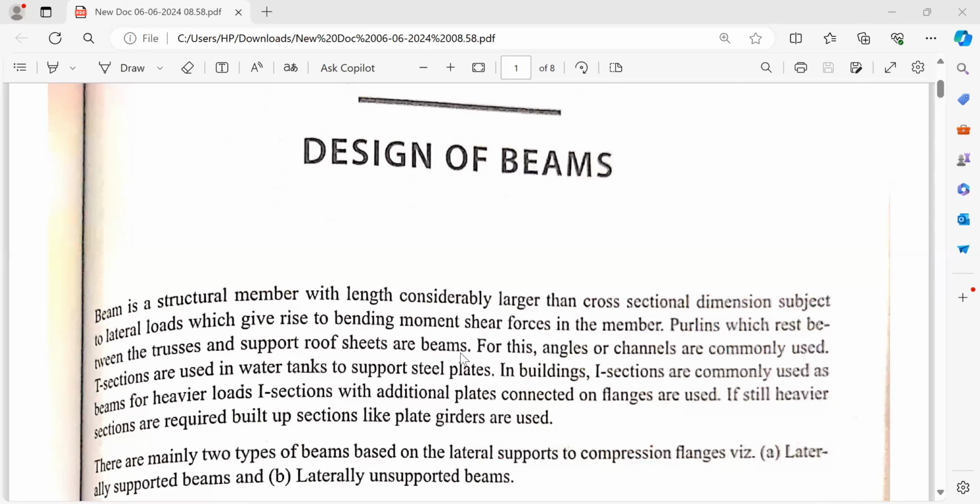But the load is going to act at particular places on the trusses. So for this, angles or channels are commonly used. T-sections are also used in the case of water tanks. Also, this will be used to support steel plates.